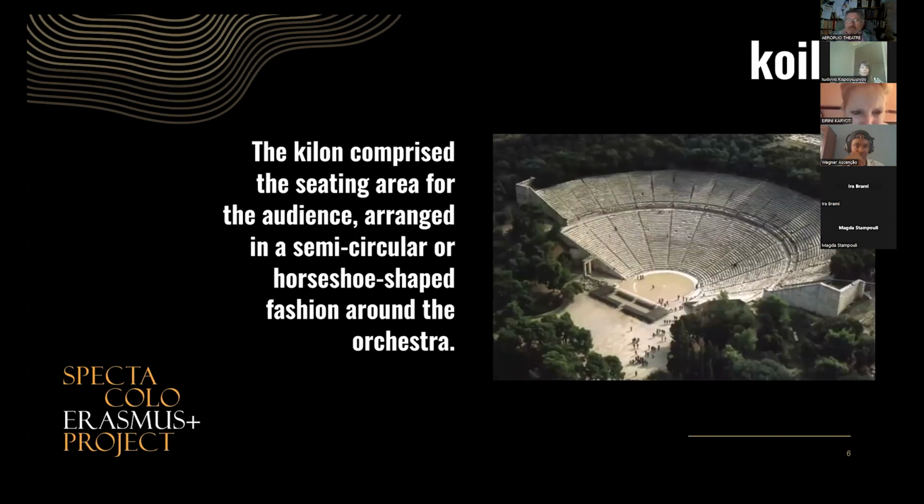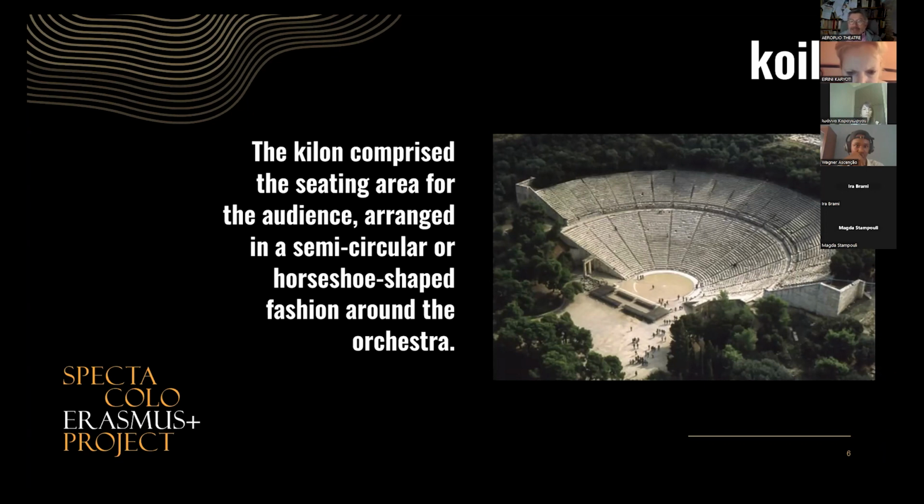The koilon, the sitting area. The sitting area is named koilon because of its shape. This shape in the Greek language is koilon, meaning some kind of round shape. It was very well designed to accommodate a large audience while ensuring excellent acoustics and visibility of the stage. Koilon, or theatron for others, consisted of semicircular or horseshoe-shaped tiers. In the very first row, there were stone benches right here where I have my cursor.